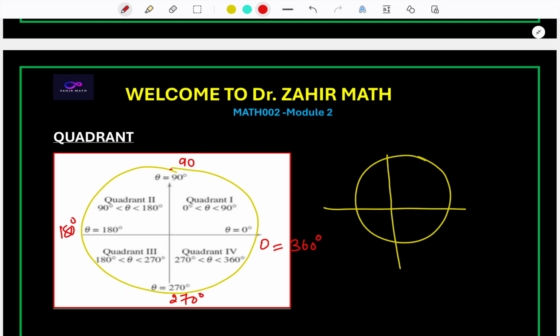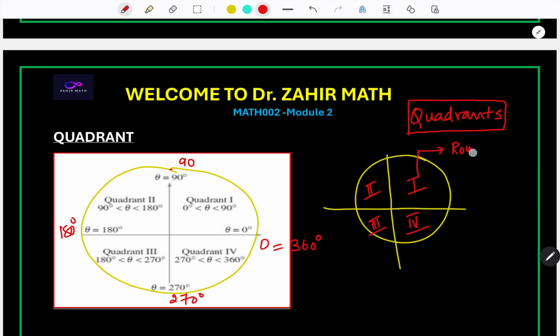We call the parts quadrants. In English we call it quadrants. So we are divided into 4 quadrants. Quadrant means 4. This is 1, this is 2, this is 3 and this is 4. You have to mention this number by Roman numerals, not by normal 1, 2, 3. You shouldn't use these. You should use Roman numerals. So this is the first quadrant, this is the second quadrant, this is the third quadrant and this is the fourth quadrant. And the quadrants are measured in the anti-clockwise direction. Which direction?